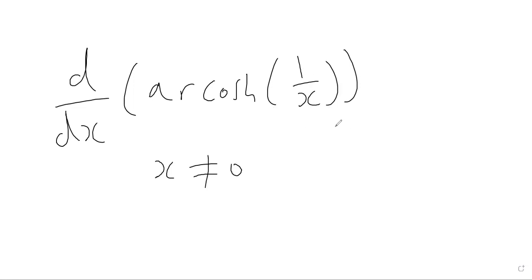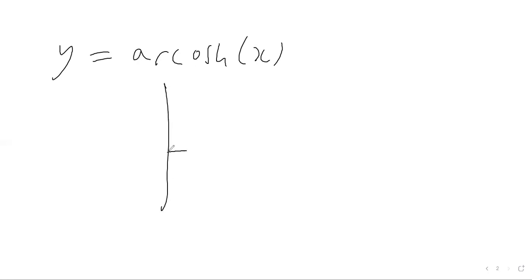And before we differentiate this function, like what we've done with previous similar functions, let's just analyze the domain and range of this function, and we can do that by looking at the domain and range of this arcosh of x function without the 1 over x inside the function. So a graph of arcosh of x looks something like this. The inverse hyperbolic cos function looks something like that.